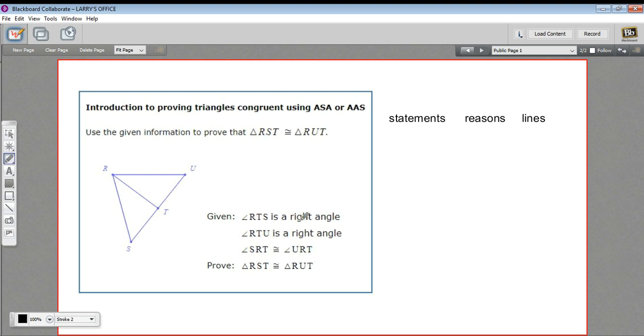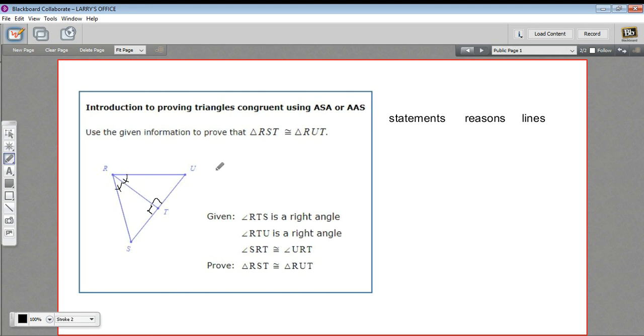It says angle RTS is a right angle, so I'll mark that. And angle RTU is a right angle, so I'll mark that. So it looks like already we've got a congruent angle here. They're both 90 degrees, so that's good. And then it says angle SRT is congruent to angle URT. So SRT is here, URT is here. So there's a second congruent angle.